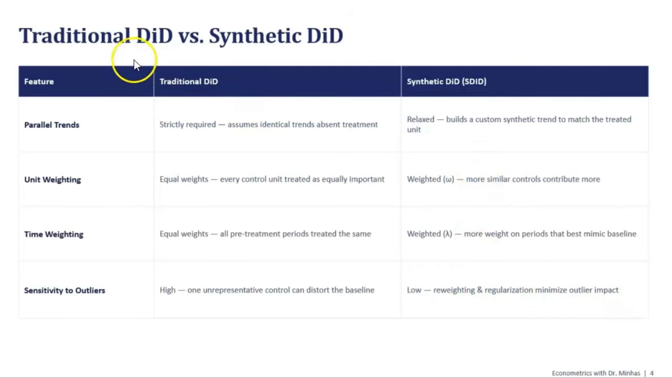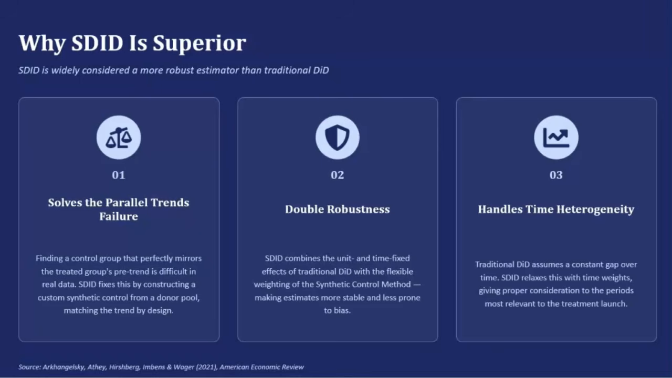So we can see that our SDiD model has certain benefits over traditional DID. And finally, I will check why SDiD is superior. We already know that it solves the parallel trend assumption, and it has double robustness. How double robustness? SDiD combines the unit means, entities or we may say countries, and time fixed effects of traditional DID with the flexible weighting of the synthetic control method, making estimates more stable and less prone to bias. So it reduces the bias.